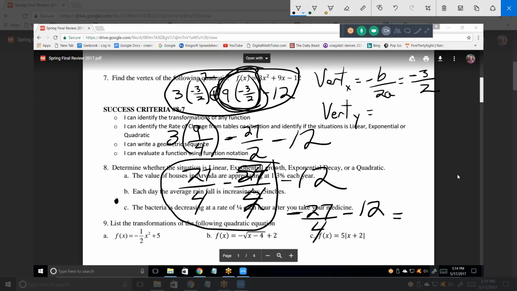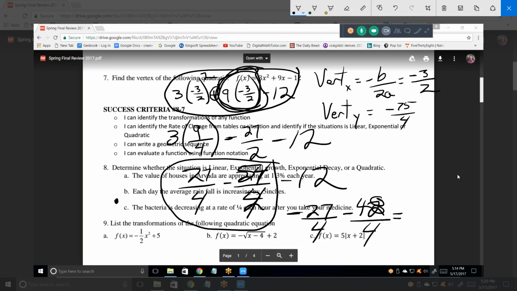Well, we can put 12 over 1. Now we need a common denominator. It's got to be 4. Yes, then we can multiply that by 4. Okay, so that becomes 48 over 4. That's 12. And now do this math. What do you get? Minus 75/4, which cannot be reduced. That's the y-coordinate of the vertex.